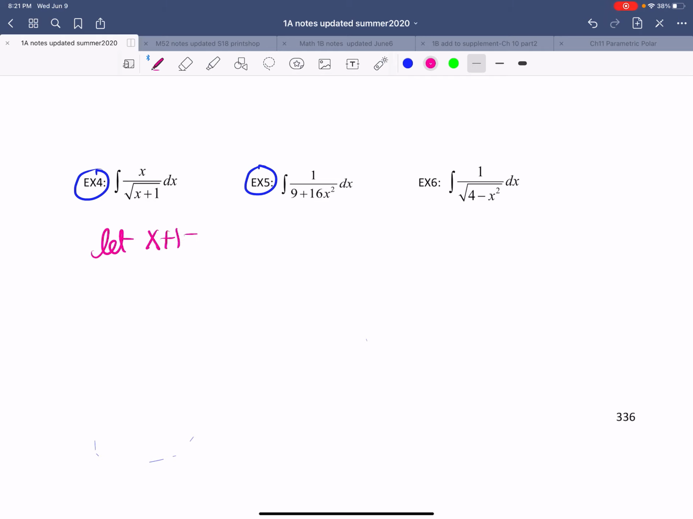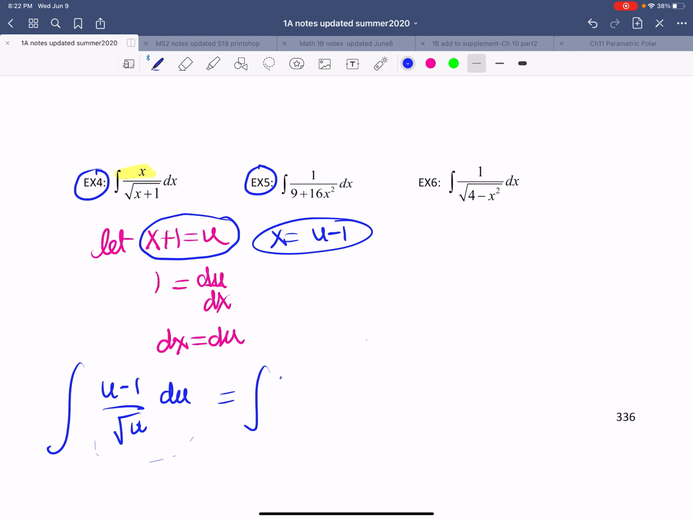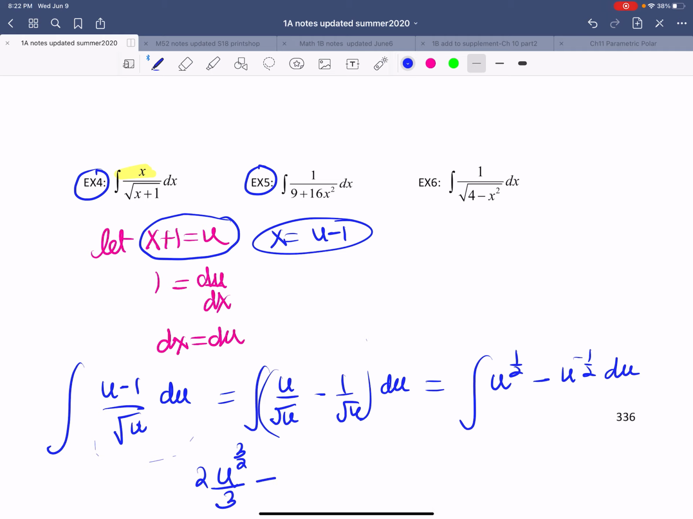Okay, so now there's no quotient rule for integrals. What we can do is split the fractions: u over square root of u minus 1 over square root of u du, and that would be u to the power half minus u to the power negative half du. Now it's time to perform the integration. So u to the power half, half plus 1 would be u to the power 3 halves divided by 3 halves, which is the same thing as multiplying by 2/3, minus u to the power negative 1 half plus 1 would be positive 1 half, and dividing by positive 1 half is the same thing as multiplying by 2, plus a c.